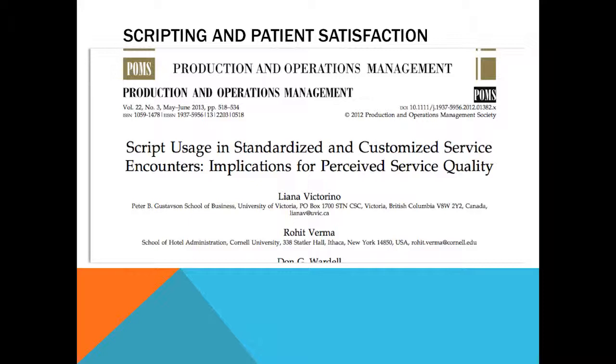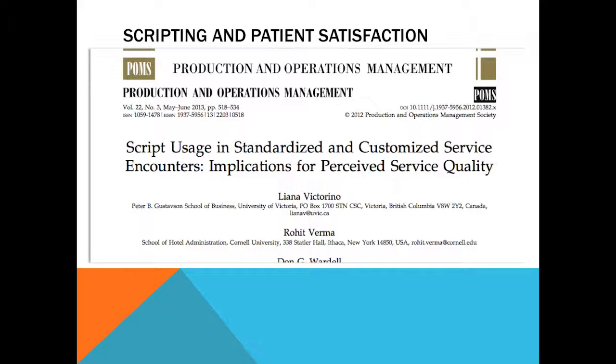Same at a hotel, you look at the concierge. They're more of a customized service encounter because most every person that goes to them is going to have a different question, have a different need, and so they have to give a service encounter that's unique. It's customized per person.